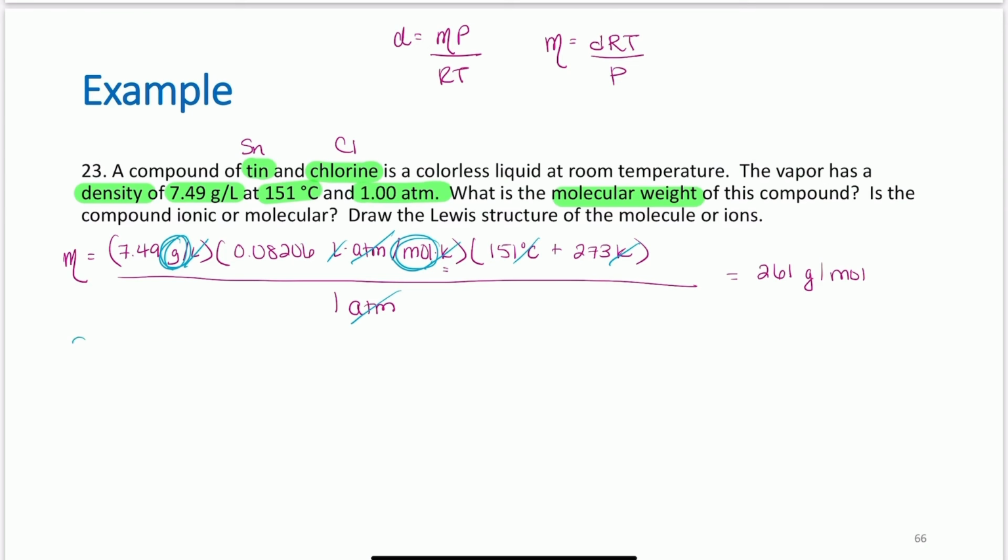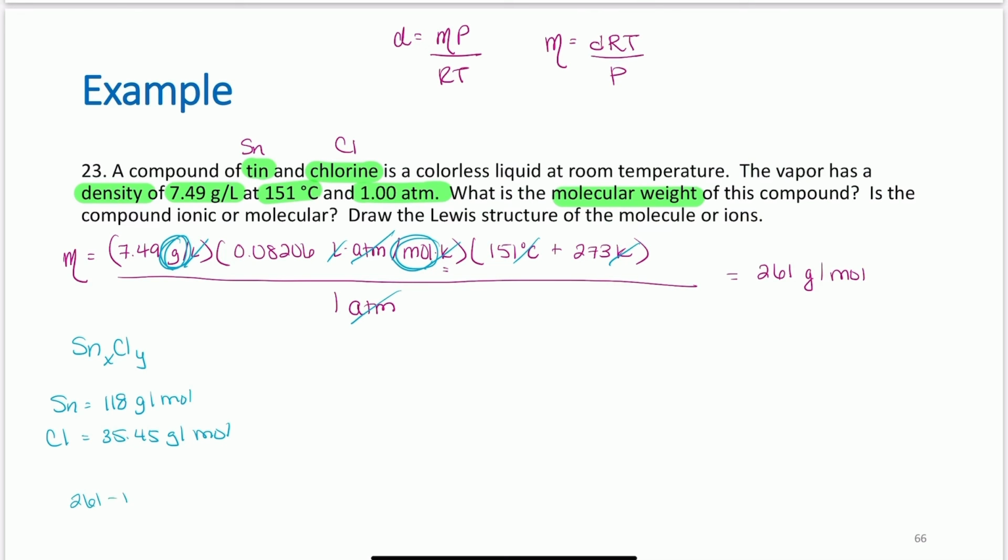I know I have some kind of formula of SnxCly. Well, tin is equal to 118 grams per mole, and chlorine is equal to 35.45 grams per mole. If I took the mass of 2 tin, that would be 118 times 2, let's say 120 times 2 for simplicity, that'd be 240. There wouldn't be any mass left to add the chlorines in there. So obviously that means I only have 1 tin.